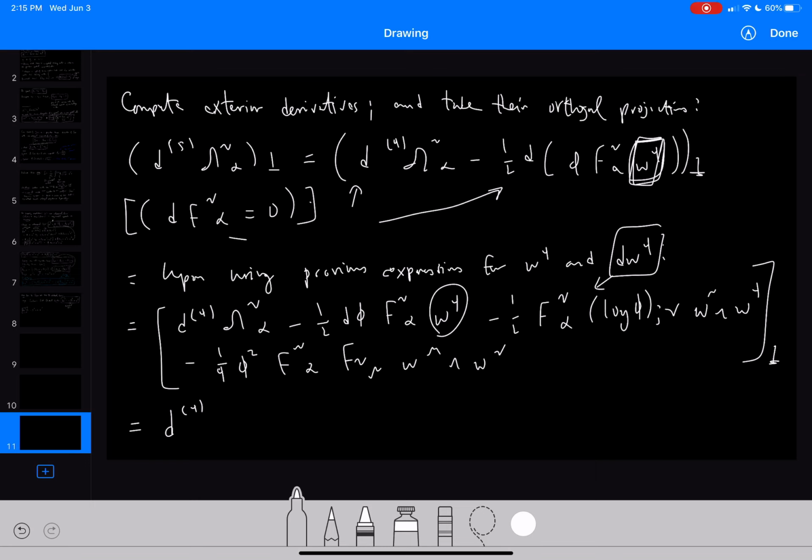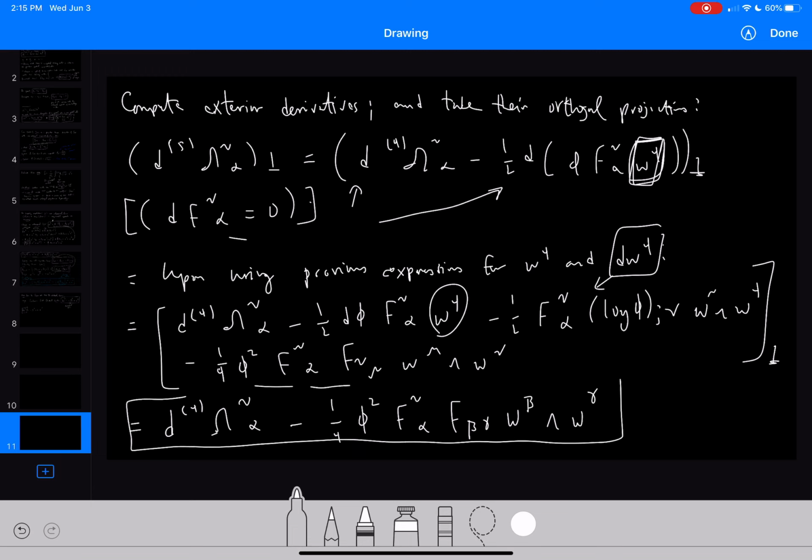exterior derivative of the fourth dimensional rotational forms minus a quarter phi squared, f v alpha, f beta, let's say gamma. So I just switched my indices to make it more convenient for what I will need in the future, right? And that's what you get. Okay, so this result will be useful in a moment from now.